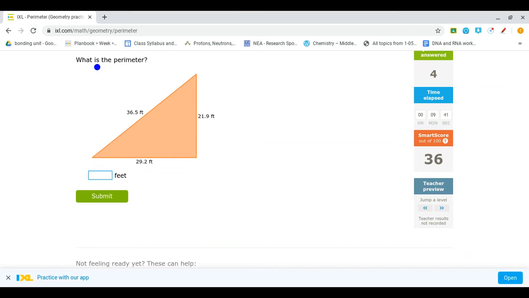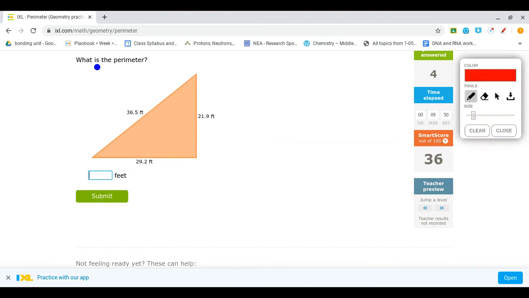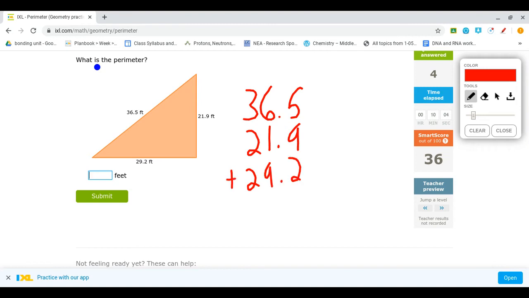Okay, this one here, it says, what is the perimeter? And it's a triangle, and they gave us all three sides. So if they give you all the sides and they ask you to find perimeter, well, then you just need to go ahead and add up all three sides. Again, using a calculator, 36.5 plus 21.9 plus 29.2.